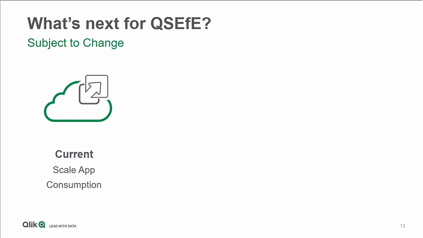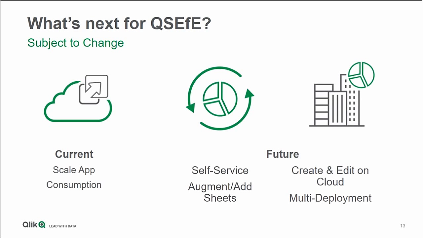The question then becomes, well, what's on the horizon for Qlik Sense Enterprise for Elastic? So right now, you can scale apps, you can consume apps at scale, but the future holds a lot of really, really bright things. And I think that what we're going to see is this really grow as just a differentiator and as a great tool for Qlik clients.